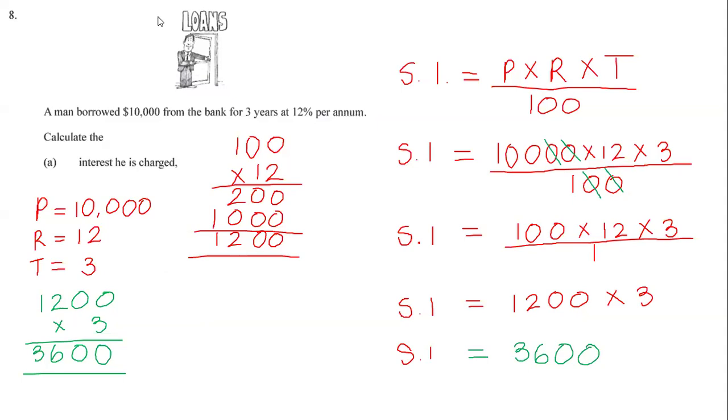First, you did the formula. Then you put 10,000 times 12 times 3 over 100. You cancel out 2 zeros from the 100 and the 10,000 to make 100. So it's 100 times 12 times 3 over 1. Then you did 12,000 times 3, then you get 3,600. Very good. So the answer is 3,600.